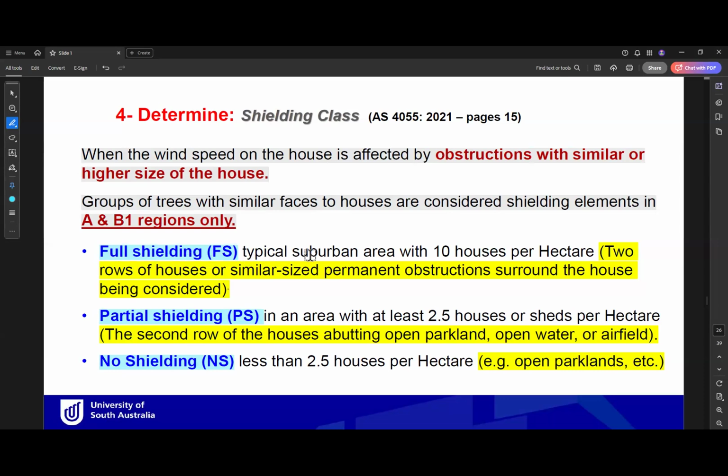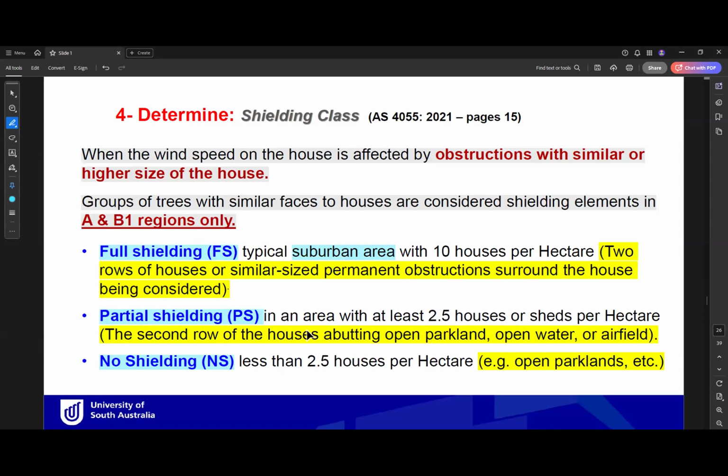So full shielding is typical of suburban areas with 10 houses per hectare. So suburban areas with 10 or more houses can be considered as full shielding. If you are designing a building in a city and surrounded by many houses, like 10 or more houses per hectare, this is considered as full shielding.